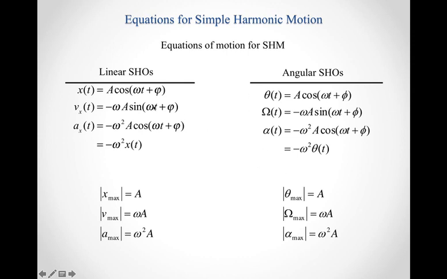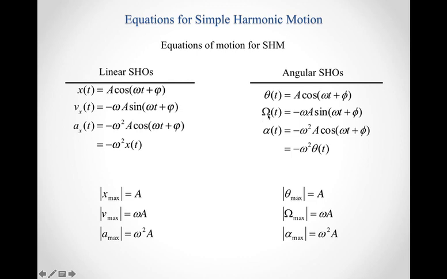Now, for either set, the important thing is that we know how to relate the displacement to the velocity to the acceleration. So whether you're talking about the linear simple harmonic oscillator or the angular simple harmonic oscillator, we know that we're going to take the derivative of this x equation to get the x component of the velocity. And then we're going to take the derivative of the x component of the velocity to get the x component of the acceleration. We can do the same thing with our angular simple harmonic oscillators, and so we can take the derivative of this equation for theta, the angular displacement, to get the angular velocity.